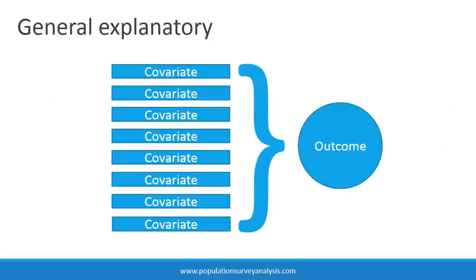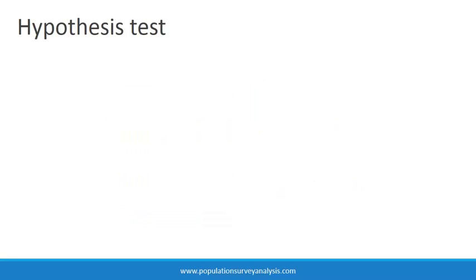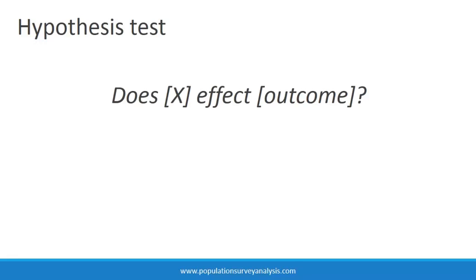The researcher develops a model with multiple factors that are potentially associated with the outcome, and narrows down which key factors are most important based on the magnitude, direction, and statistical significance of the associations. Another common form of research question is a hypothesis test. Hypothesis test questions are formatted, does X affect outcome? For example, does having comprehensive HIV knowledge reduce risk of HIV infection?